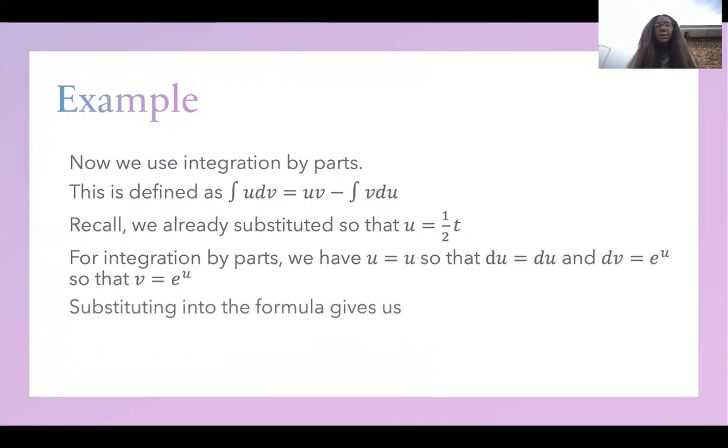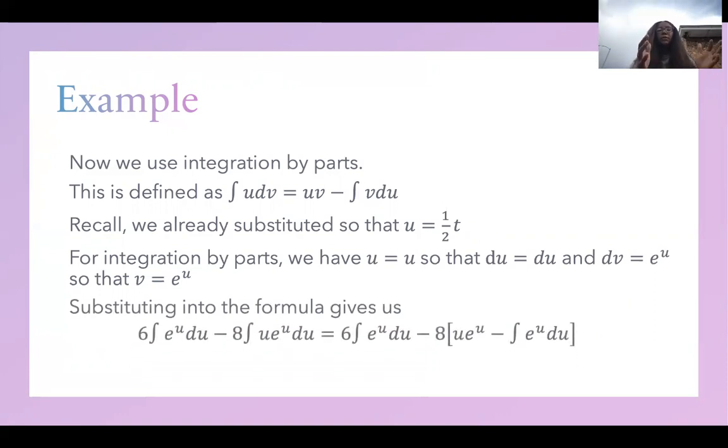Right? So we're going to substitute this into the formula. And so our first integral is going to stay the same, 6 times the integral of e to the u du. And we're going to use our integration by parts on the next one. So we have minus 8 times the quantity uv, so that's u times e to the u, minus the integral of v du. So that's going to be minus the integral of e to the u du. And now we've got something that we can integrate, right? So distributing our negative 8, we get 6 times the integral of e to the u du minus 8u e to the u plus 8 times the integral of e to the u.